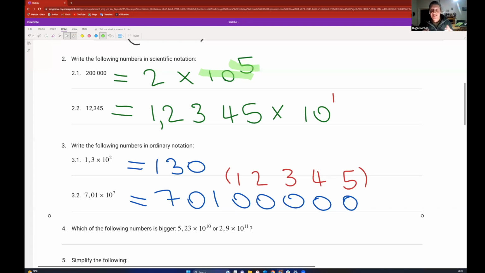The 10 represents a zero, and then the 5 tells us how many zeros it represents. So 2 times 10 to the power of 5 means it's a 2 with 5 zeros. That's the number. So that's scientific notation. I hope that it helped at all.